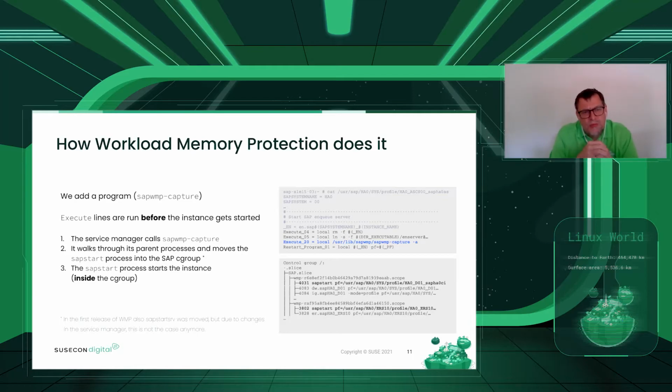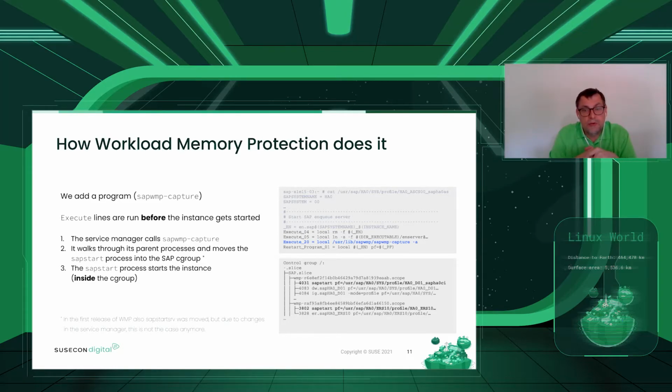So what do we do exactly? This is also a part of setting up WMP. We have to add an execute statement where we call a program that we ship. This is a very tiny, very simple program which does nothing much. If it is called by a sapstart process, it will go back through all the parent processes. If it sees a sapstart process, so the one that called it, it will move that sapstart process into the dedicated cgroup.